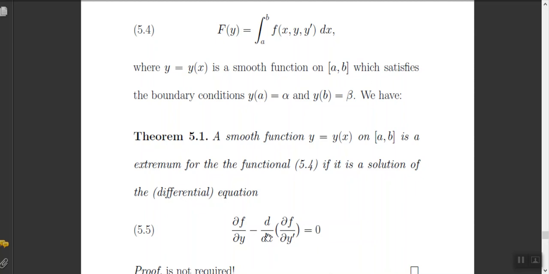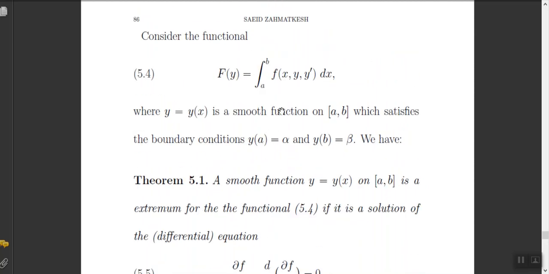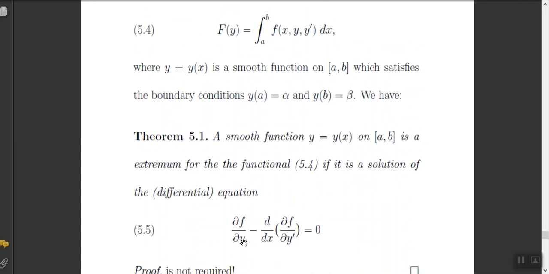Let me read it one more time. The derivative of f with respect to y, minus the derivative with respect to x of the derivative of f with respect to y prime. If you write this down, you will get a differential equation of order 2.